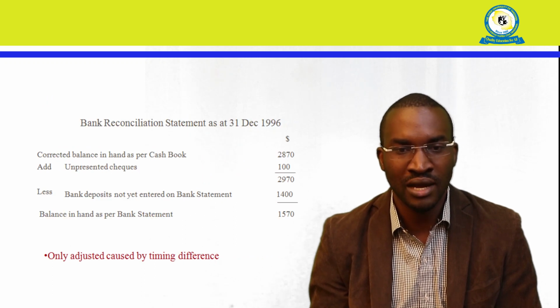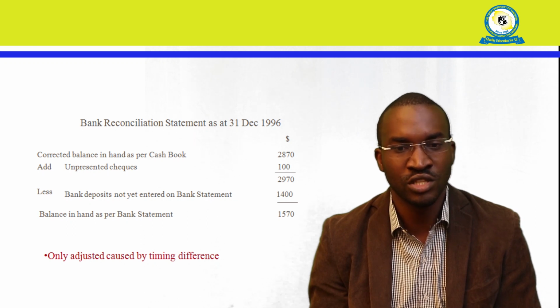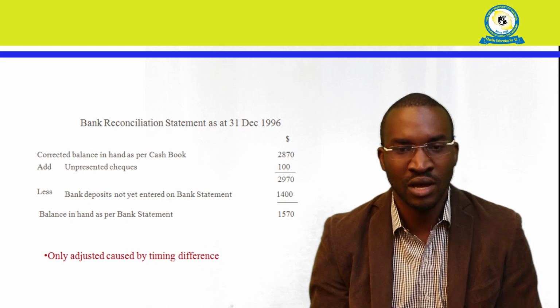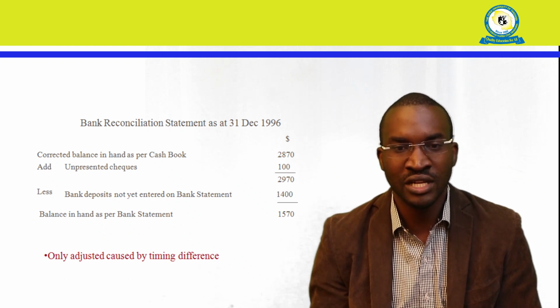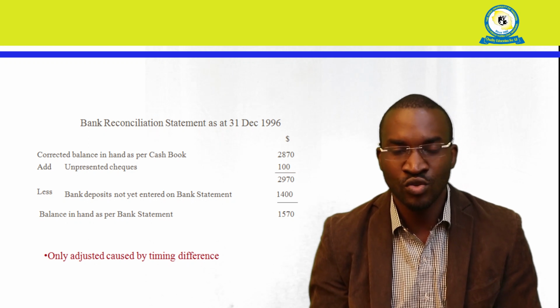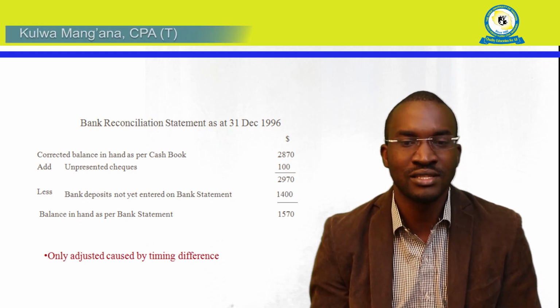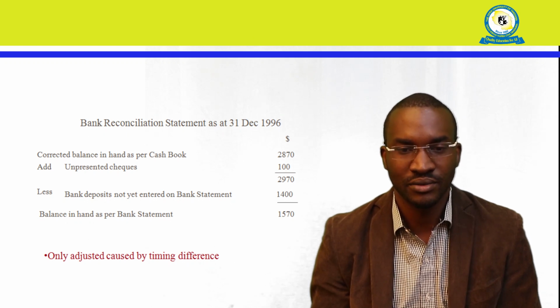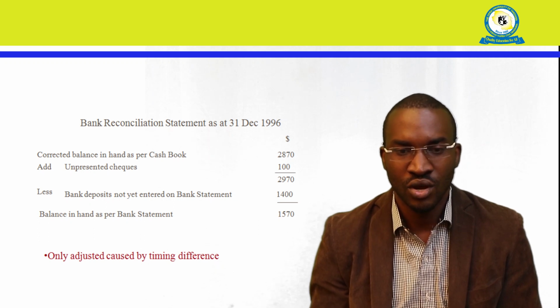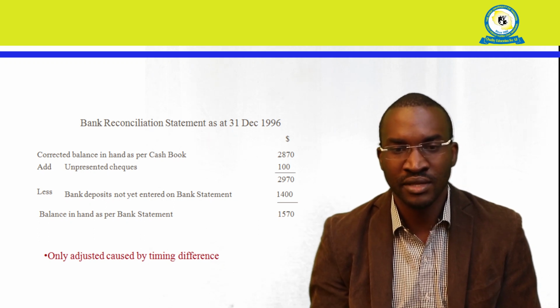You have the corrected balance in hand as per book. You add unpresented checks. You list bank deposits not yet entered in the bank statement. Then you have the balance in hand as per bank statement. And you'll see the balance reflected from the bank reconciliation statement is going to be the same as the balance in your bank statement. So only adjustments caused by timing difference.